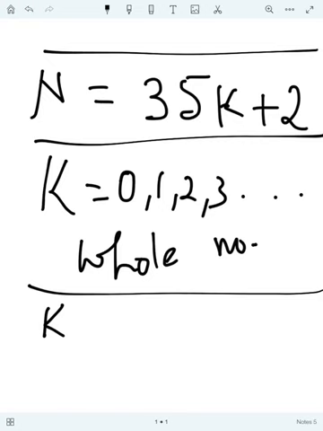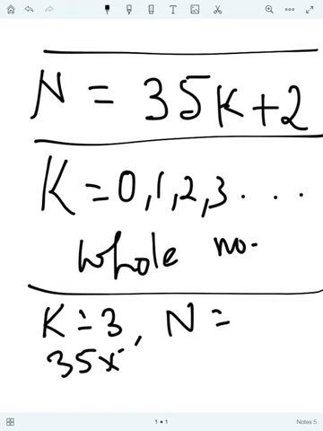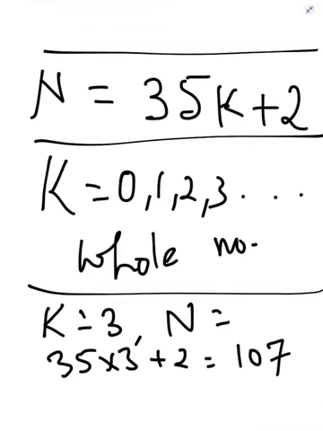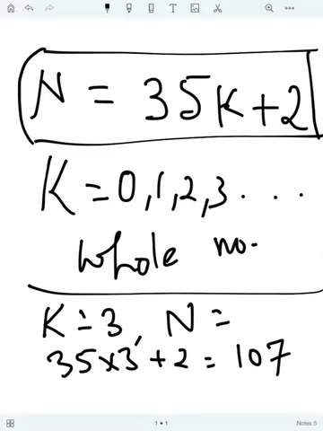So we have got 37, 72. Now if I put k is equal to 3, you get n is equal to 35 into 3 plus 2, which is 107. So on. So infinite values are possible. So the general equation of n which I derived is 35k plus 2. So this was one example to clarify this model.